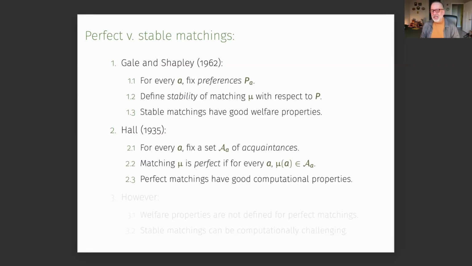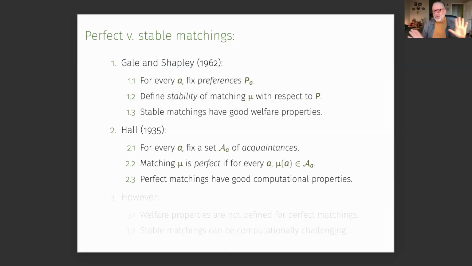It turns out that perfect matchings have very nice computational properties, in the sense that computer scientists have been developing very good and efficient algorithms to compute the set of all perfect matchings given a population of individuals and, for each individual, one set of acquaintances. I'm using the word efficient without any formal meaning.